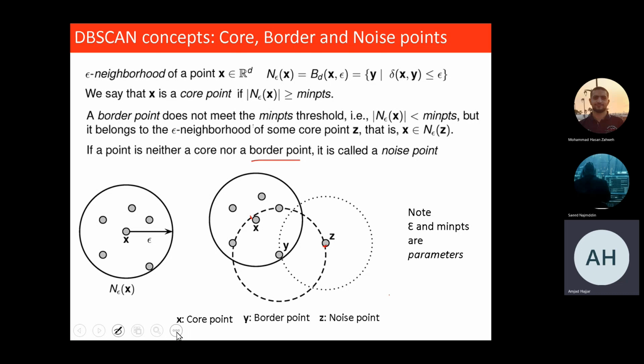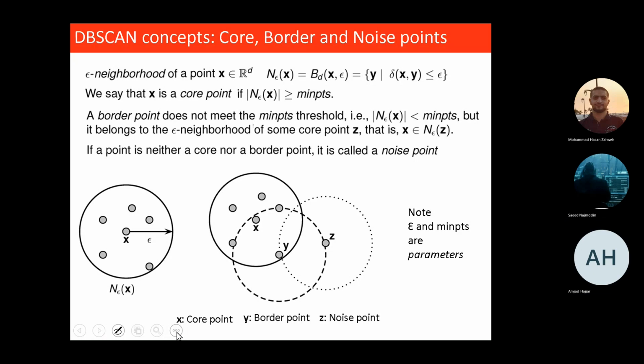Usually, doing this first classification of our points, core, border, and noise, is the first phase of DBSCAN, and the good thing about it is that it already detects noise points and can already eliminate them from the image or from the data.